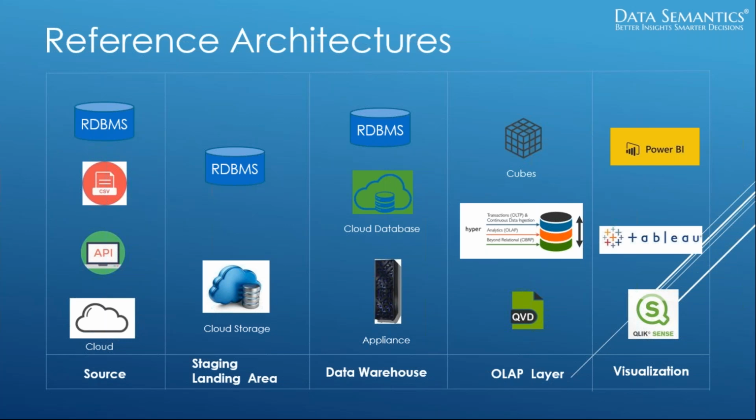Then you have an OLAP layer which builds your KPI library, your measures and dimensions, and sets the security matrix for the company: who accesses what at what intervals. It can always be dictated and configured in the OLAP layer. And then on the extreme right, you have your visualization, which is Power BI, Tableau, and Qlik Sense.